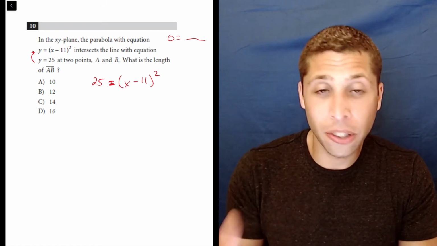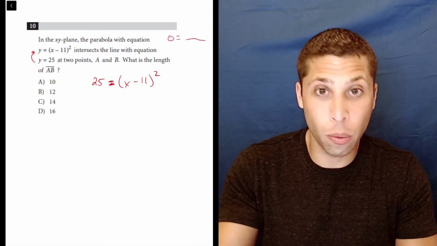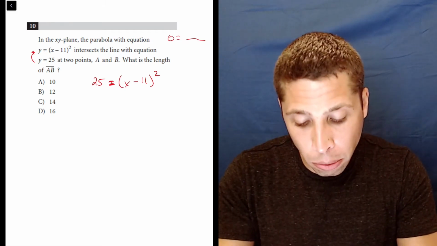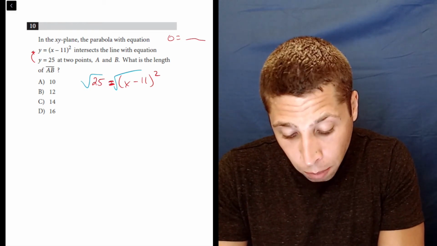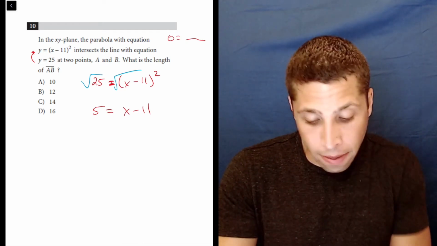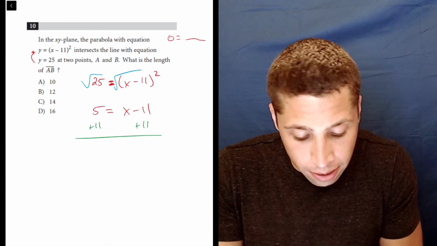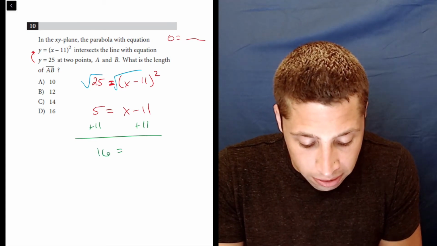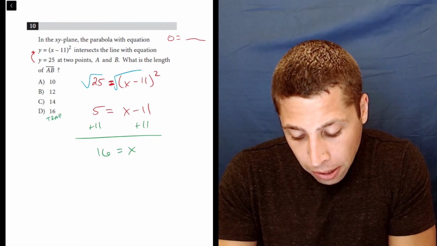The most efficient thing to do at this point is probably what most of you would do, which is get rid of that squared. Take the square root of both sides. When you do that, you end up with 5 is equal to x minus 11. And then you do the reasonable thing: you add 11 to both sides, and you get that x is equal to 16. Now that's an answer, but that's a trap, because that's not what they want.